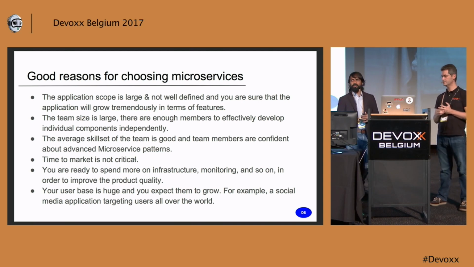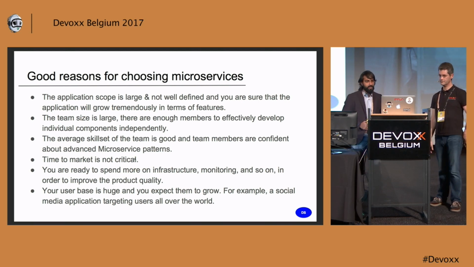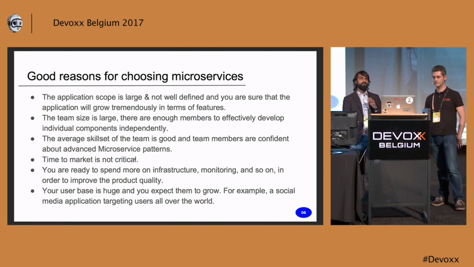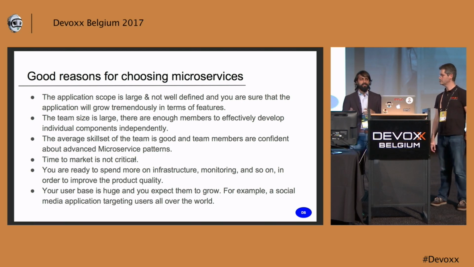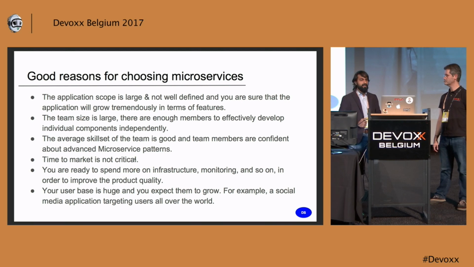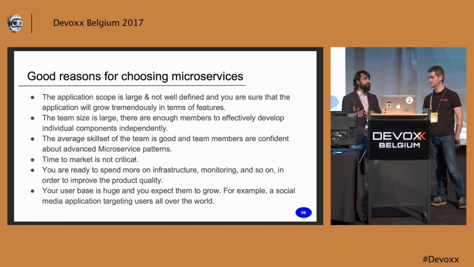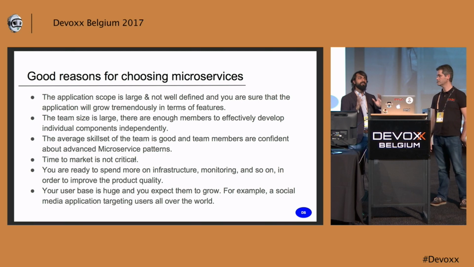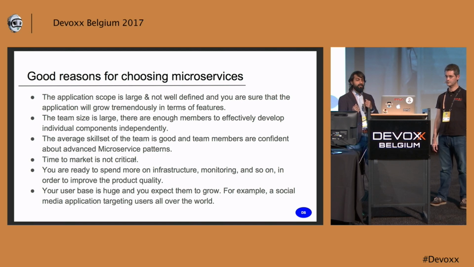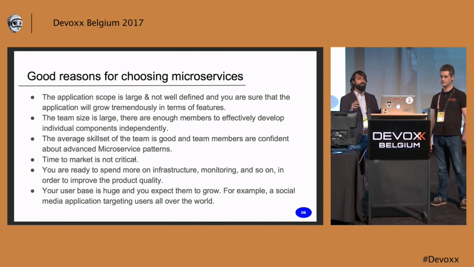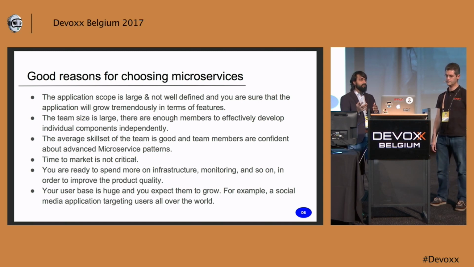Some of the good reasons for choosing microservices we have listed down. If your application scope is very large and not well defined, that means you don't know what you're going to end up with. You start with an idea, you know that it is going to be huge, it's going to grow, and you're going to keep on adding features. Then it might be worth it to start with microservices. Another good reason is when you have a huge team. It's very difficult to build a monolith with a huge team all working on the same stuff, so microservices are good for you. There might be some duplication of work, but still your teams will move faster. Another thing to consider is that the average skill set of your team should be good if you are choosing microservices, because microservices are not so simple.